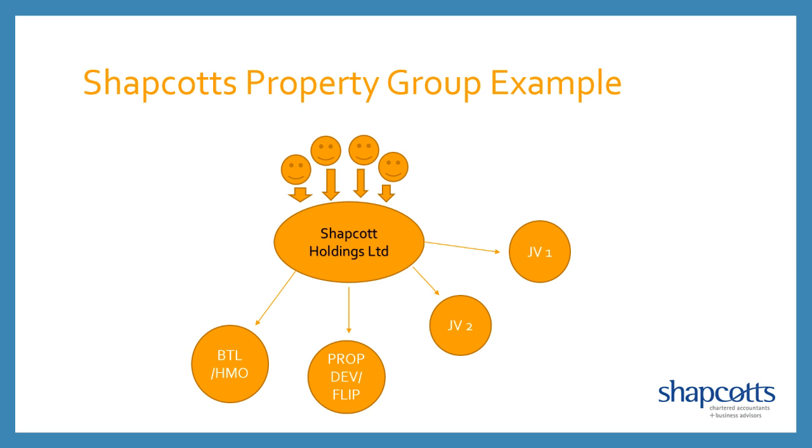And that company holds 100% of, say, the buy-to-let or HMO company, or 100% of the property development or flip company. The only exception tends to be your joint venture companies. So JV1, it might be you've got a 50-50 split, so we've got 50% held. And JV2, we've actually got a 60-40, so we might own 40% and somebody else owns 60%.